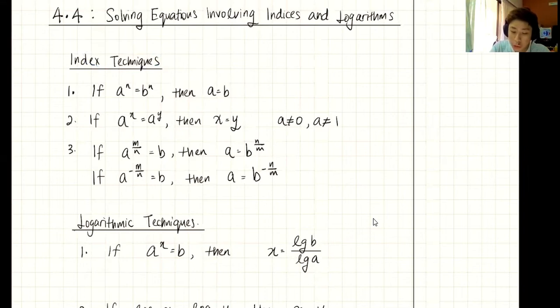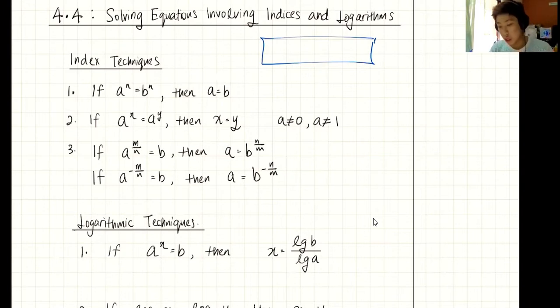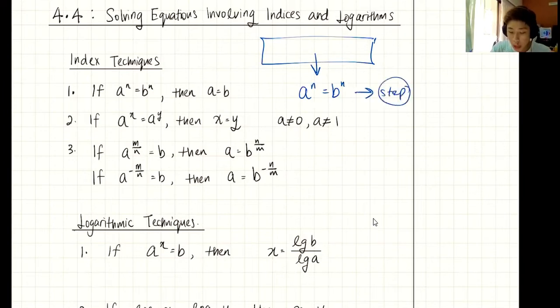Basically, you're solving equations involving indices. So what you want to do is, let's just say they give you a very, very complex question. What you want to do is try your best to manipulate and play with the equation so that you can end up with a step of a to the power of n is equals to b to the power of n. Not an answer, a step of this. Because when we end up with this step, we can apply a technique.